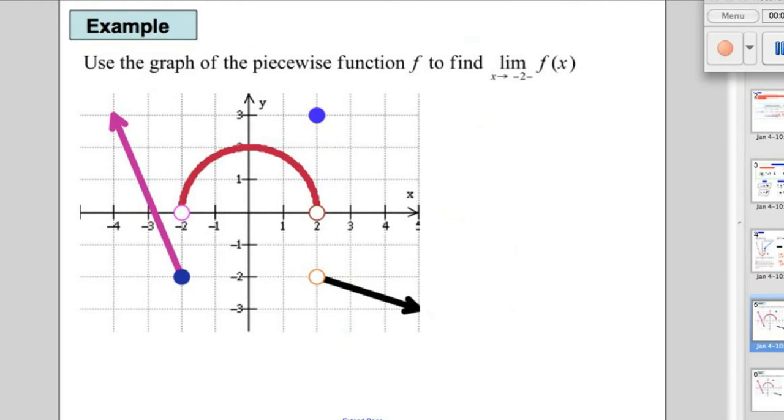So let's take a look at another example. Here's another piecewise function. So just because it's a piecewise function does not mean the limit does not exist. So take a look at this. We're asked what is the limit as x approaches -2 from the left. So we find -2, we're approaching it from the left, and we see the value is -2.